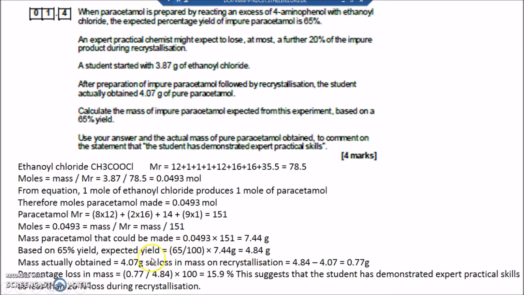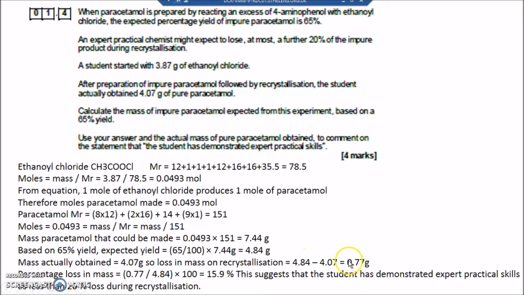So let's work out how much they lost during recrystallization, because it's this process of recrystallization which will determine whether the student has demonstrated expert skills. So let's work out how much this person lost. They lost 4.84, that's how much they should have made, take away 4.07, they lost 0.77 grams. So 65% of the product was 4.84 grams. They made 4.07 grams. So during recrystallization, they lost 0.77 grams out of the 4.84.